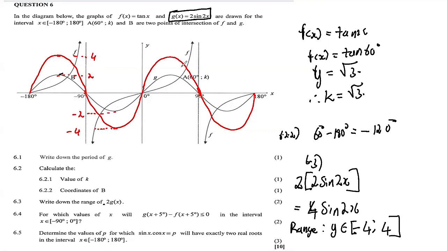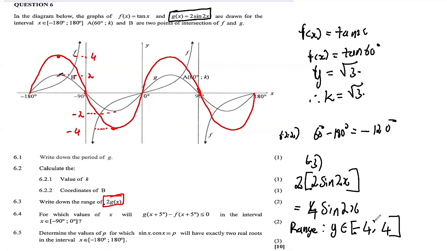So now you do understand where we got this range. So our minimum value, remember the range is the minimum value to the maximum value, a set of all possible y values. So it's starting from the minimum value, negative 4, all the way to our maximum value, which is positive 4. And that's how we get the range of this graph here. Okay, then let's look at 6.4.